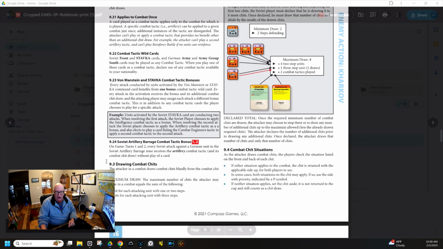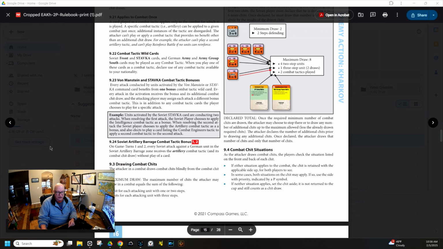Soviet artillery barrage combat tactic bonus. So on game turns 1 and 2, every Soviet attack against a German unit in the Soviet artillery barrage zone receives the artillery combat tactic and its combat chit draw without play of a card.